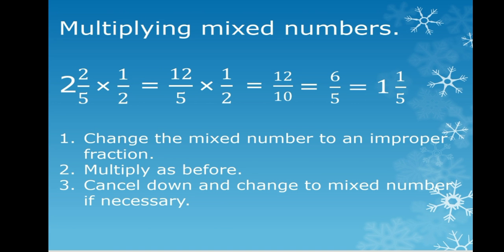Third type is when a mixed fraction is given and you have to multiply it with a fraction. The first step is to convert the mixed fraction into an improper fraction and multiply with the same procedure as we have discussed in the previous slides, that you multiply the numerators separately and denominators separately, and then cancel down and bring them to the lowest fraction.